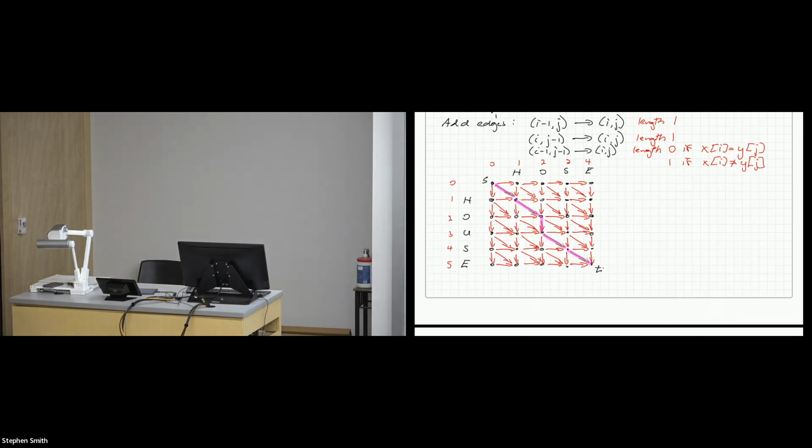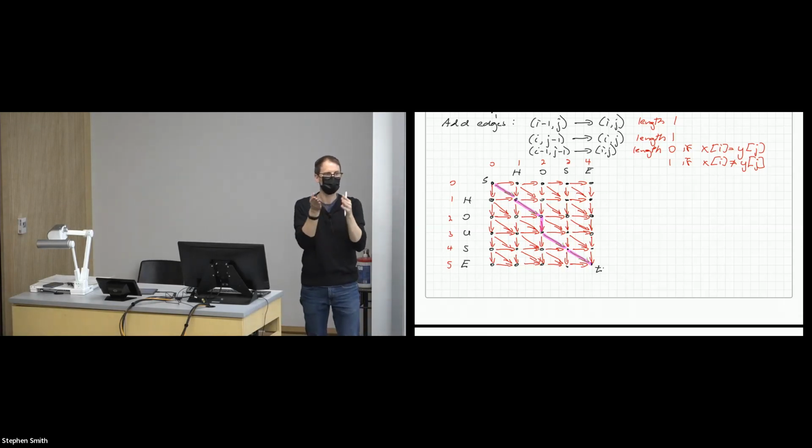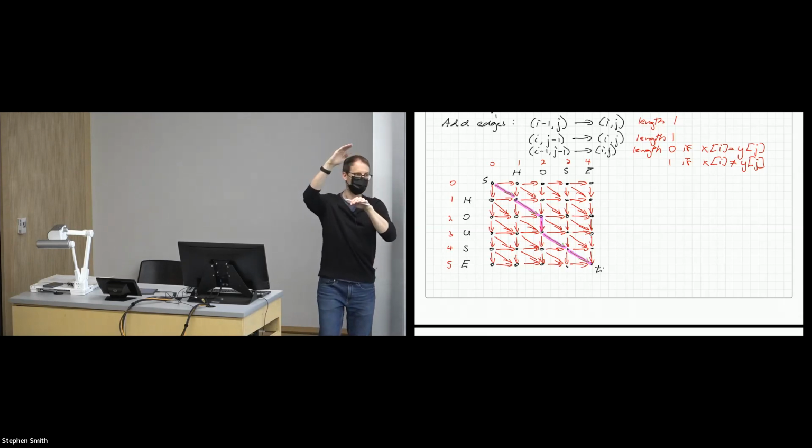And so that's the one place I inserted a blank, which is exactly what I did up above, right? We put a blank between O and S so that it aligned with the U. The blank aligns with U.